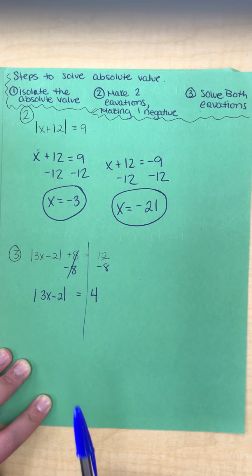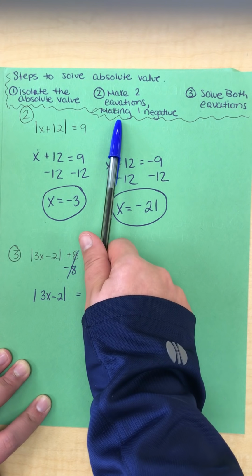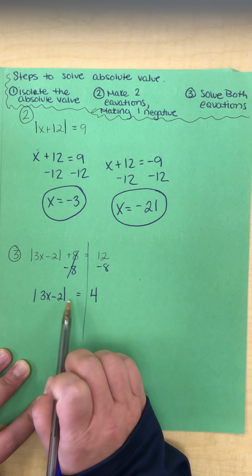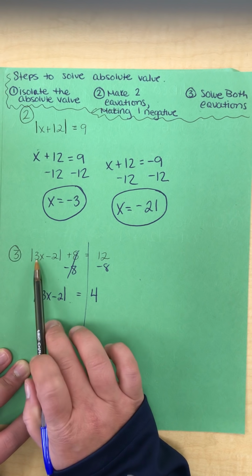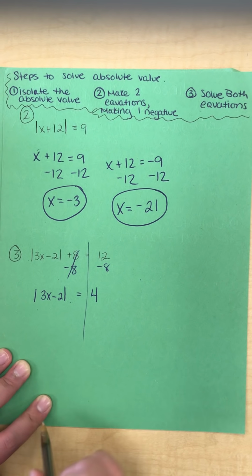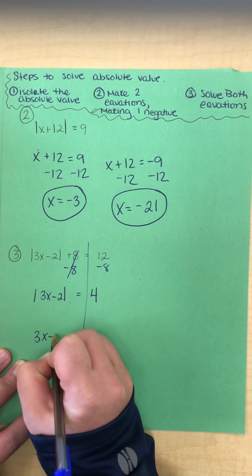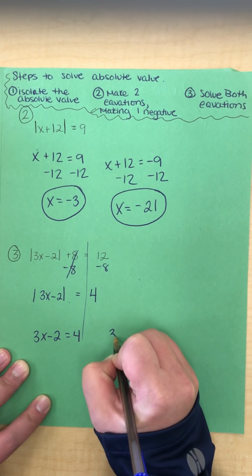And now my absolute value is isolated. So now I can make my two equations. Okay, again, the absolute value sign didn't go away just by subtracting the 8. That's still there. It goes away when I make my two equations.